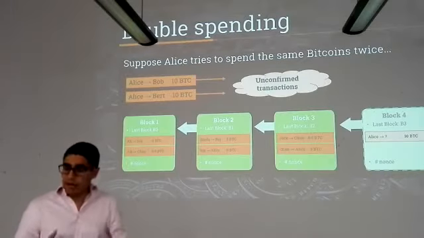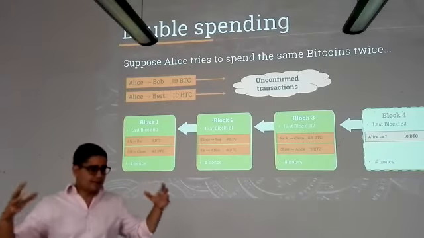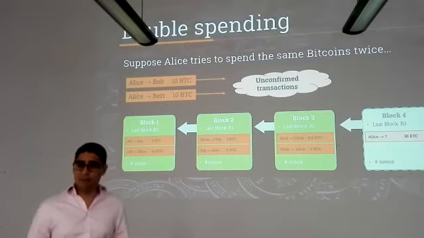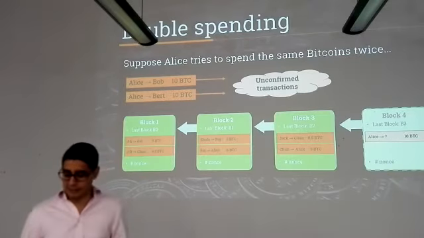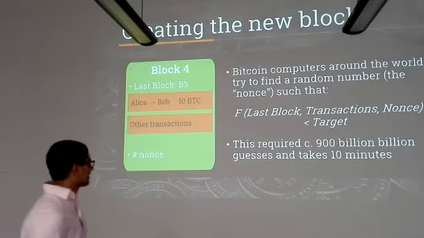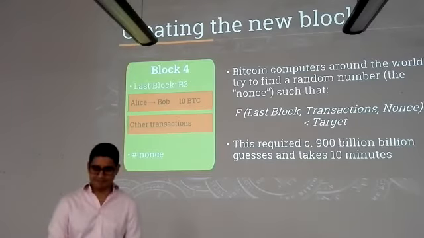Go into the cloud, unconfirmed transactions, and all the Bitcoin computers in the world have these unconfirmed transactions. And then a race begins. It's a competition. It really is a competition. Right, and this is where it gets really difficult. So, the competition works like this.